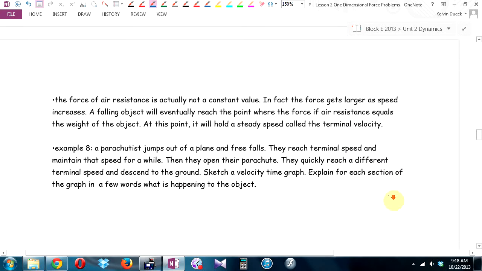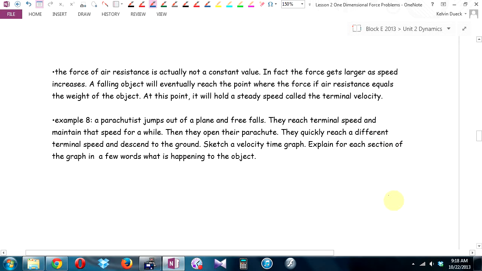Oh, good. I figured I would have done a rant. I wrote here, the force of air resistance is actually not a constant value. The force gets larger as speed increases. And eventually, a falling object will reach the point where the force of air resistance equals the weight, equals mg. You reach the point where F air equals mg, and we call that terminal velocity.